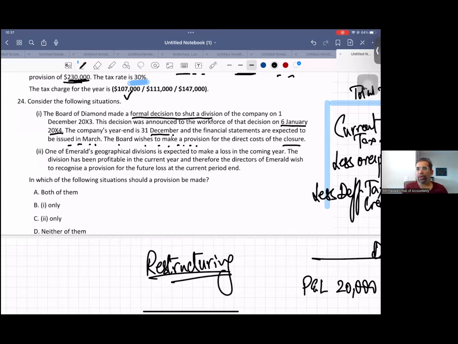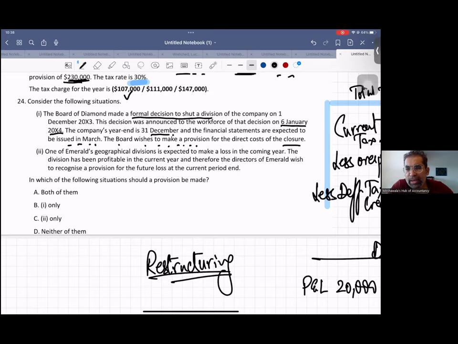Now, point number two, one of the Emerald's geographical divisions is expected to make a loss in the coming year. Future. Now, wait. No need to read. You remember, can we book provision for future operating losses? No. Why? There is no present obligation, because in that case you can take a U-turn. The business may be closed before that event. So you cannot book provision for future operating losses, right? Okay.